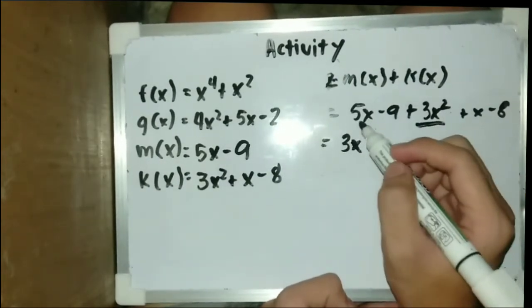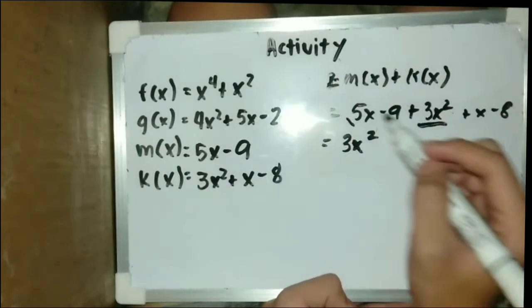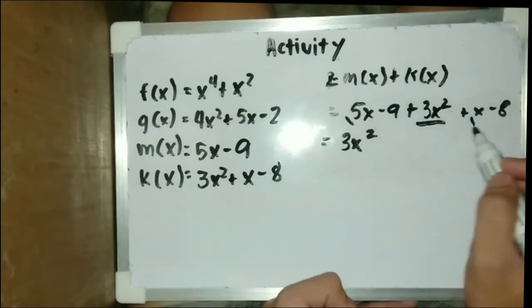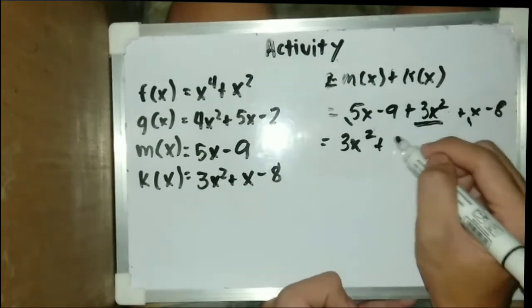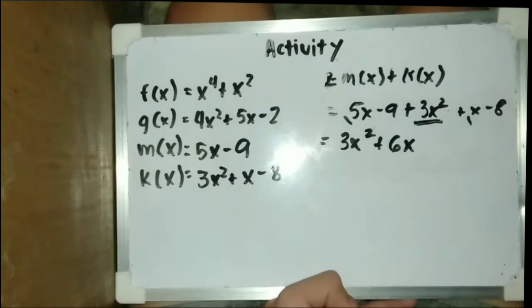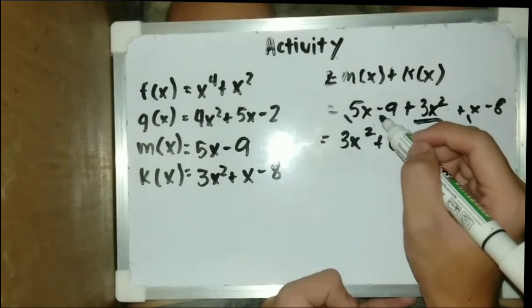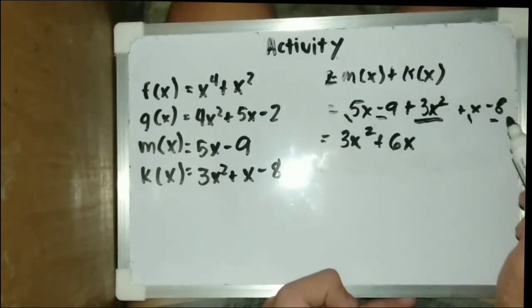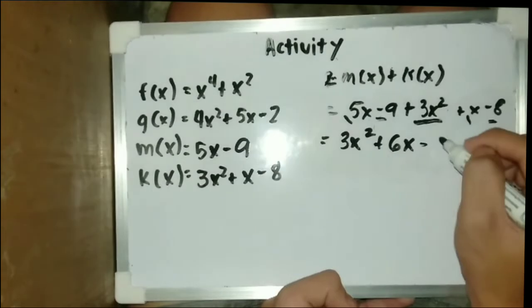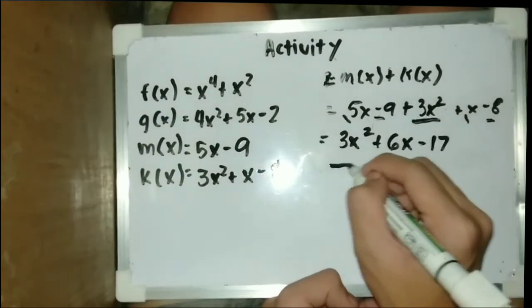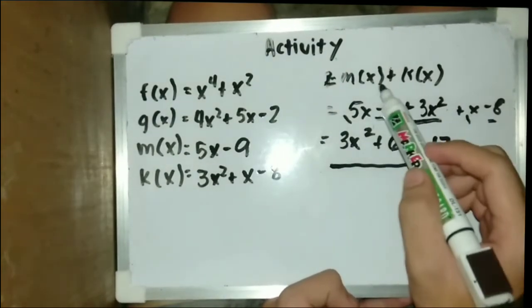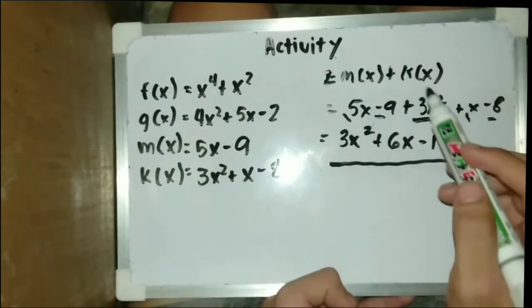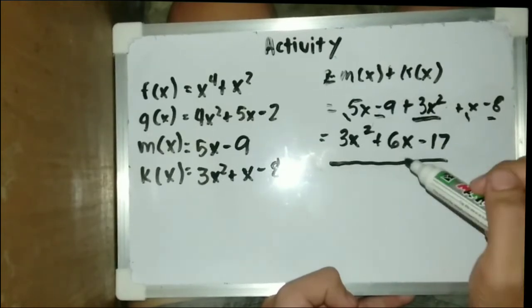Then, hanapin natin yung may like term, which is yung 5x, and then yung x. 5x plus x is equals to 6x. Then, may like term din yung negative 9, which is yung negative 8. Negative 9 plus negative 8 is equals to negative 17. So, for our problem number 2, m of x plus k of x is equals to 3x squared plus 6x minus 17.